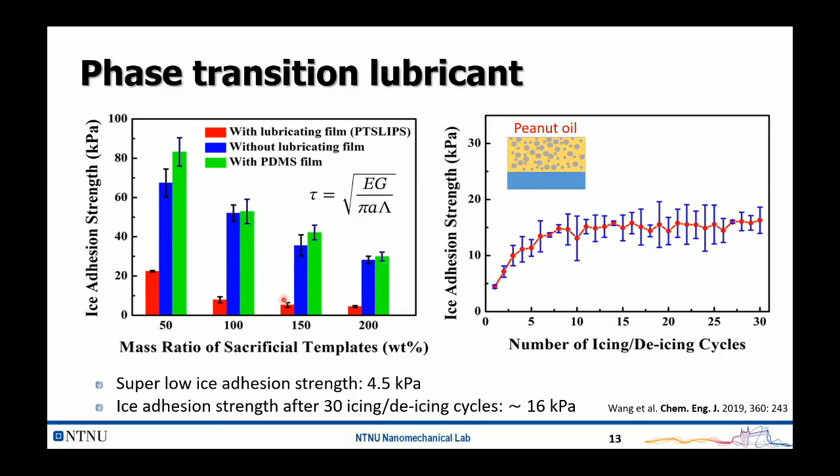And here the red curve is the solid lubricant, and we can see that the ice adhesion is below 5 kilopascal, so it's still in the SLIPS range. And also in the cyclic test process, we did 30 cycles of icing and de-icing tests, and the ice adhesion stabilized at the end at around 16 kilopascal. So it's still a very low, acceptable ice adhesion surface. Yeah.